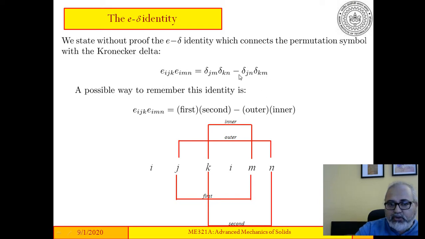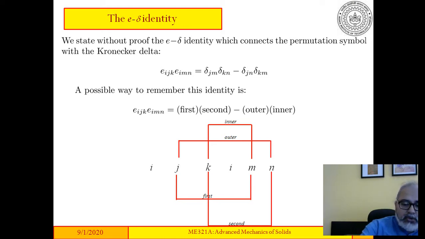So K and M. So first into second minus outer into inner is how this E delta identity can be remembered. So this is the E delta identity which we will need to manipulate expressions containing vector identities.